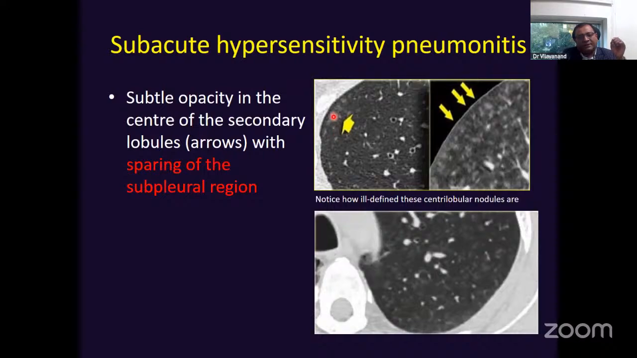Another important classical sign we find in subacute hypersensitivity pneumonitis will be irregular fibronodular densities in the subpleural location with a very clear separation or demarcation line from the pleura. You can see the subpleural line is very clear. You can see there is a very nice sparing seen. Okay.